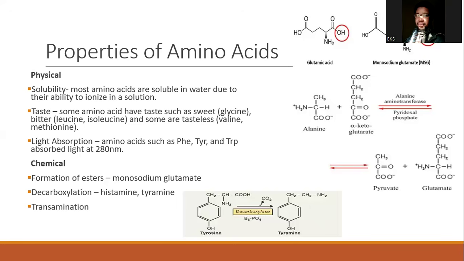Now, next we'll talk about the chemical properties of amino acids. Amino acids can undergo a lot of chemical reactions. Some of them are the formation of esters, and we have an example in the formation of monosodium glutamate. Decarboxylation, where the primary carboxyl group can be removed, for example in histidine to form histamine, in tyrosine to form tyramine, etc. We have transamination, where the amino group of one amino acid can be transferred to another substance like alpha ketoglutarate, or an alpha keto acid generally.